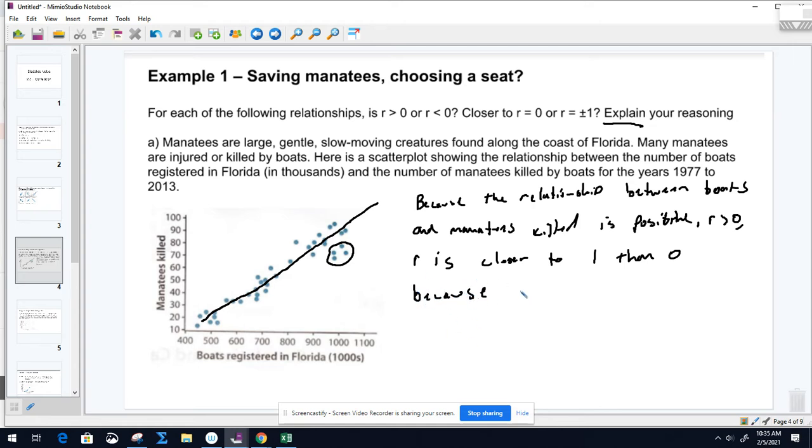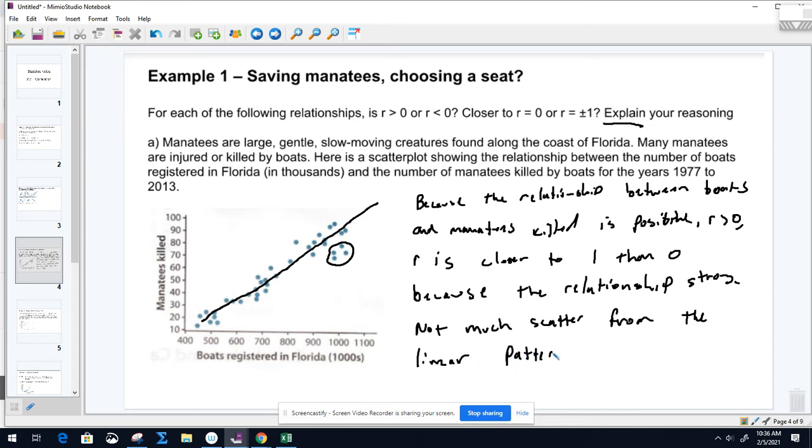The relationship is strong. If it was a weak relationship, then we would say that it's closer to 0. There's less scatter. There isn't much scatter from the linear pattern. And it's important for you to use the word linear, if it is linear, closer to 1, and talk about the relationship between the manatees and boats.